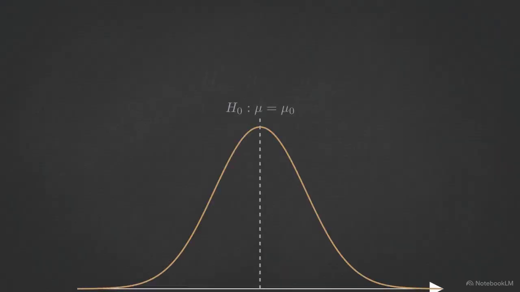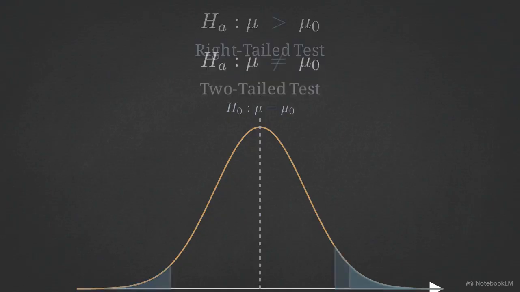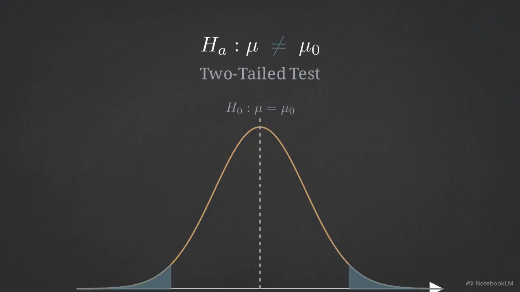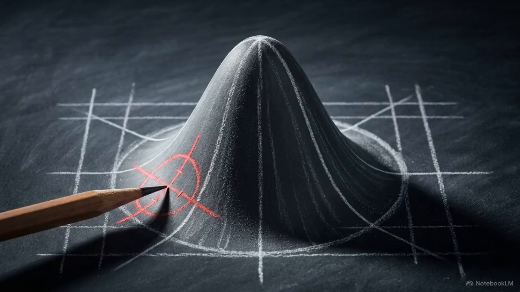A less than parameter means a left-tailed test, pushing the probability entirely left. A greater than claim runs a right-tailed test, shifting the area right. Asking if a parameter is simply different requires a two-tailed test, dividing the region symmetrically into both extremes. The phrasing of a research claim translates directly into physical geometry. It tells the analyst exactly where on the curve the p-value needs to be calculated.